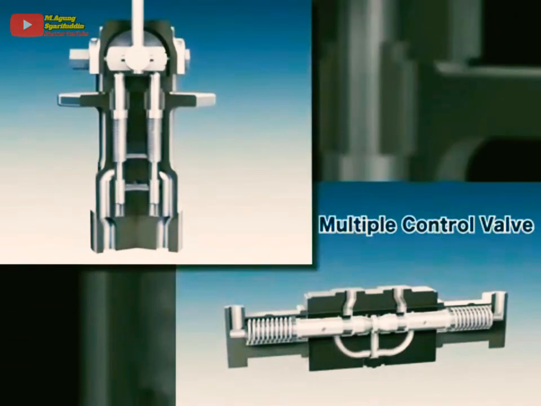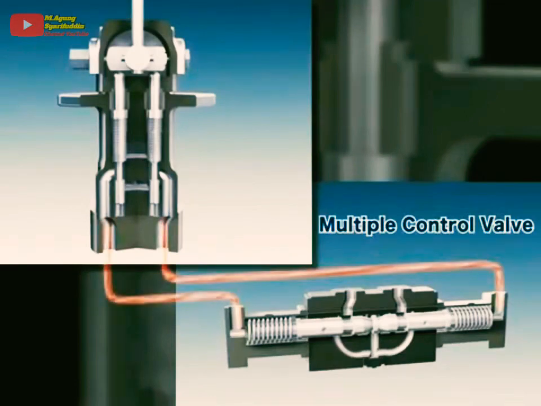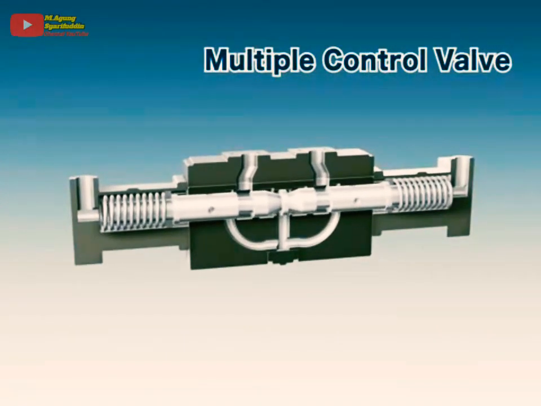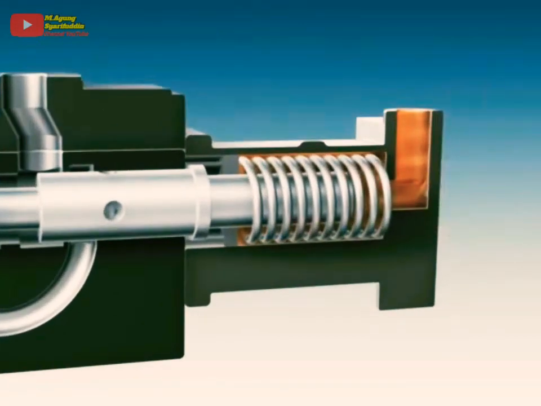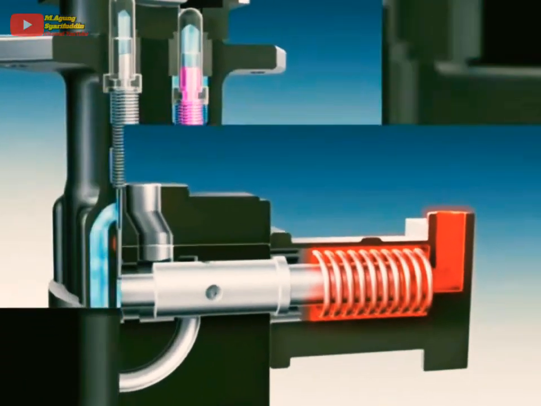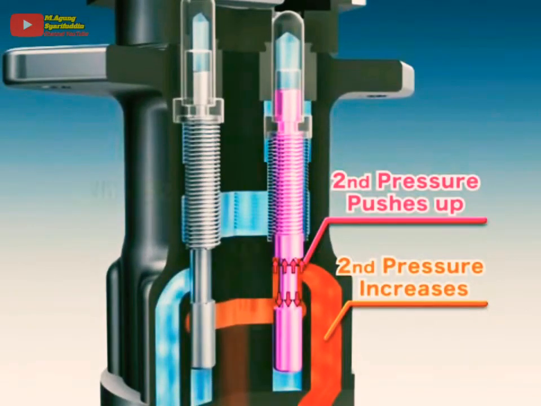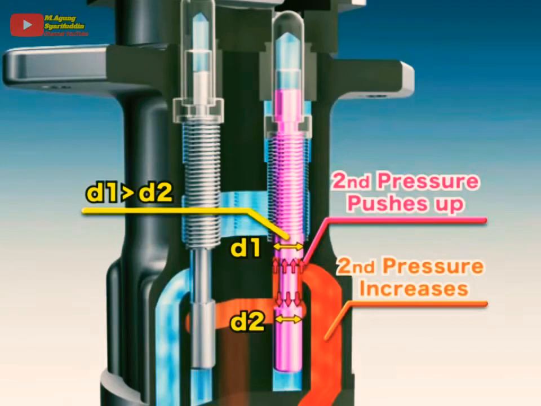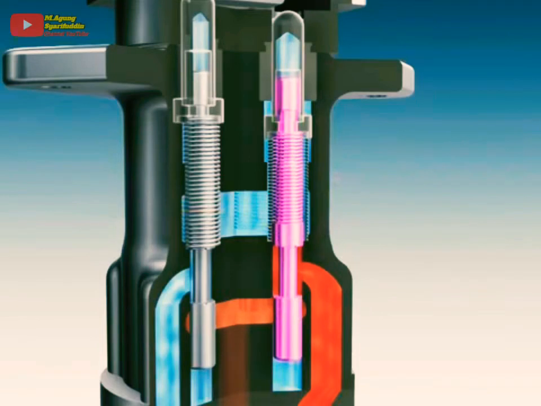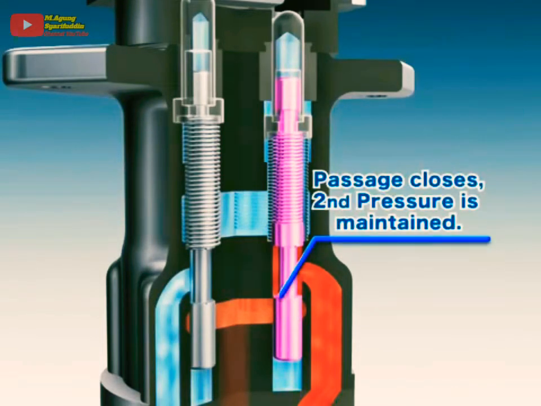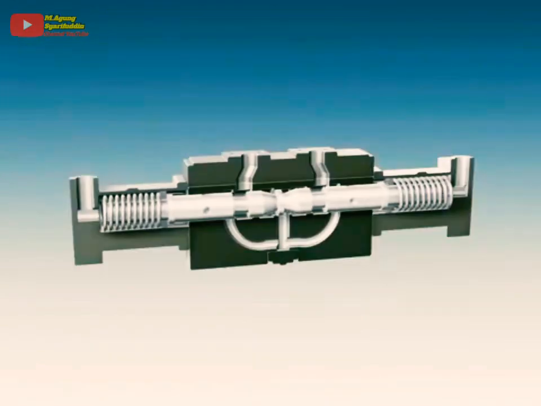Both ports are connected to the pilot ports of the multiple control valve. As hydraulic oil enters the pilot port, it pushes against and moves the multiple control valve's spool. This gradually creates a second pressure. This second pressure is transmitted to the remote control valve's spool and pushes up against the balance spring. This causes the port to close, stopping the flow of hydraulic oil, and prevents the multiple control valve's spool from moving.